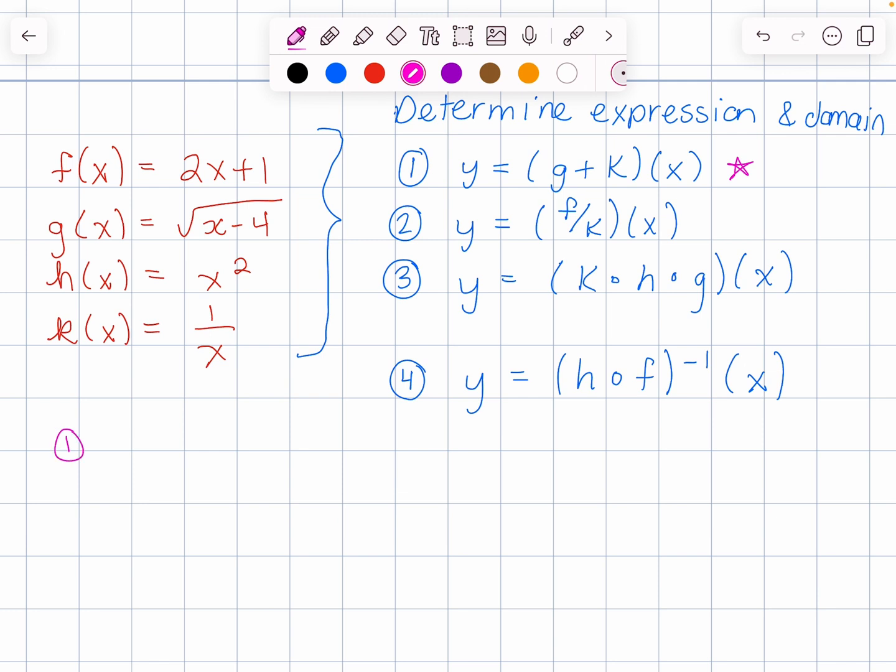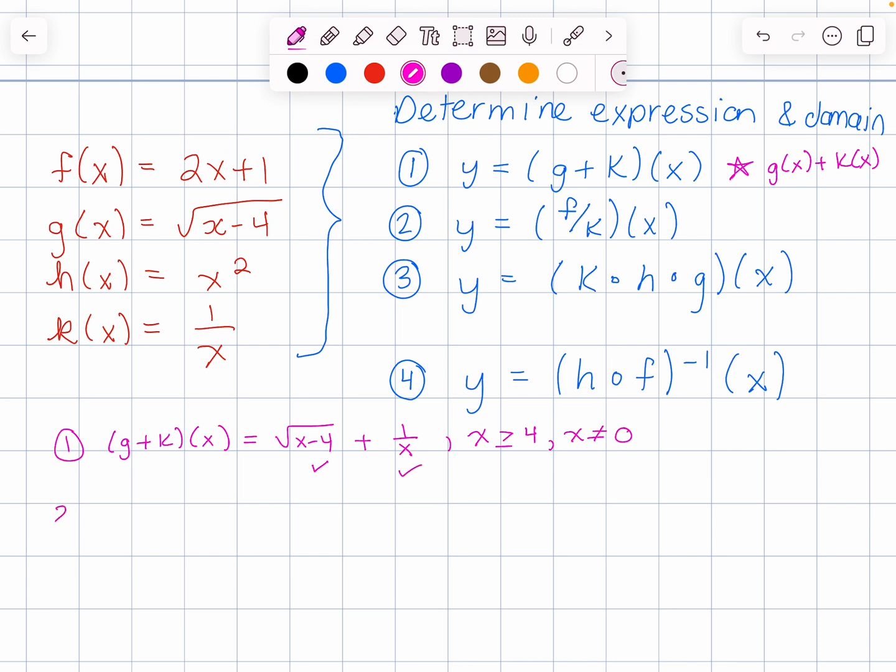If we're doing g plus k of x, and remember it could also be written like this, we can just literally add these functions. So g plus k of x, let's look at g. It's the root of x minus 4 plus 1 over x. That can't really be simplified down any further. I'm going to leave it there, but I am going to write, comma, my restrictions. X has to be greater than or equal to 4, and x cannot equal 0. Those are two restrictions, coming from here and coming from here.